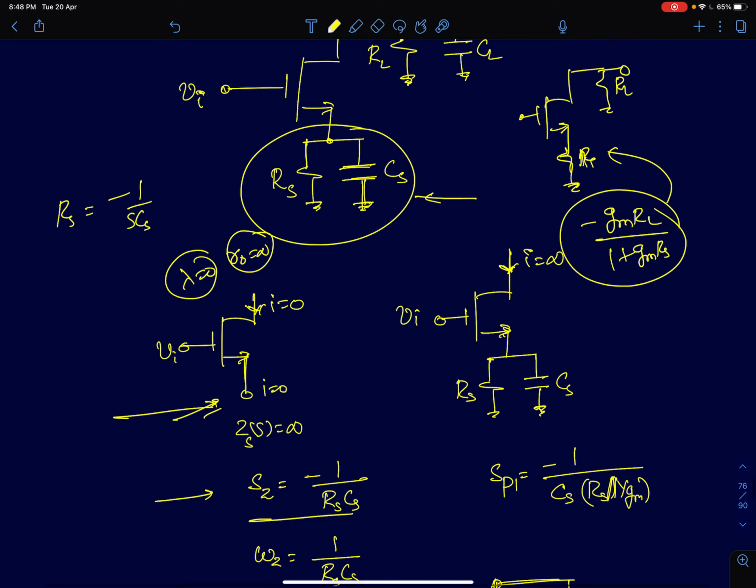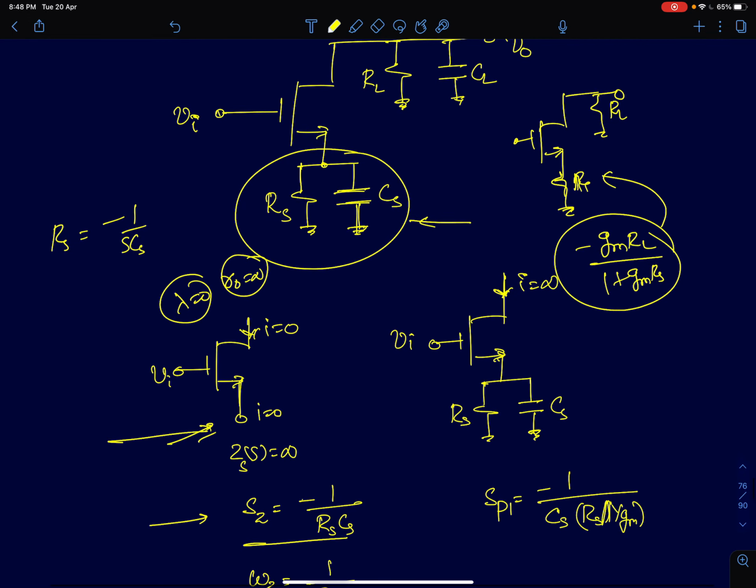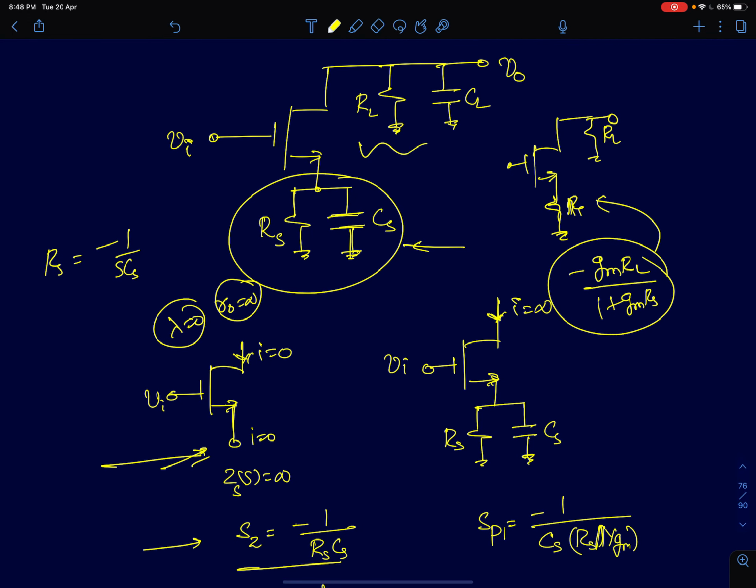The other condition is to find the pole. So one pole is directly at the output because you have RL and CL in parallel. So that impedance can blow up at 1 by RLCL. Since it's a left half plane pole, write it as minus 1 by RLCL. That's where the transfer function blows up to infinity. So there is one pole there.